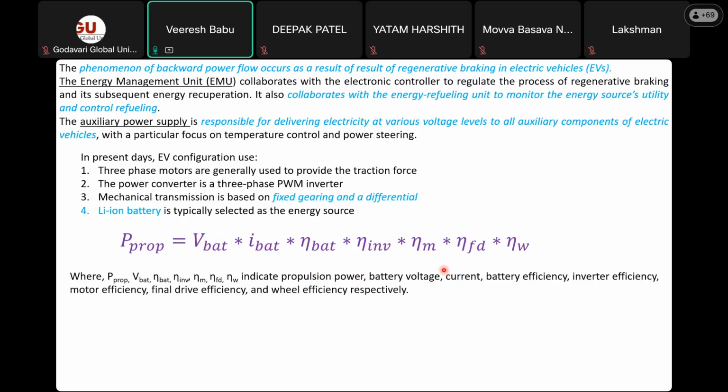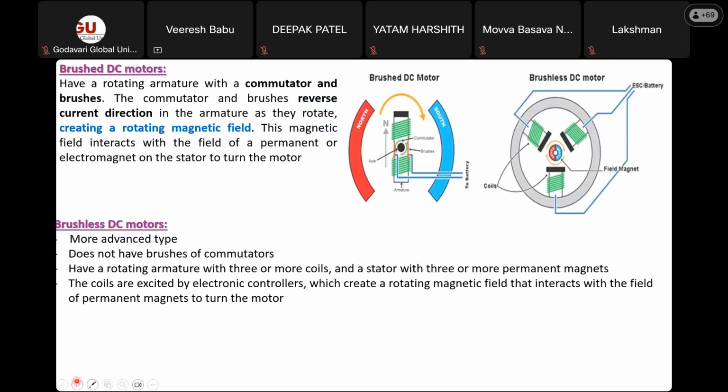So this is about the main part of the motor. Now I'll go to the next part, for which I just wanted to show you a video of how the electric motor works. Then I will come to this topic and discuss this slide.